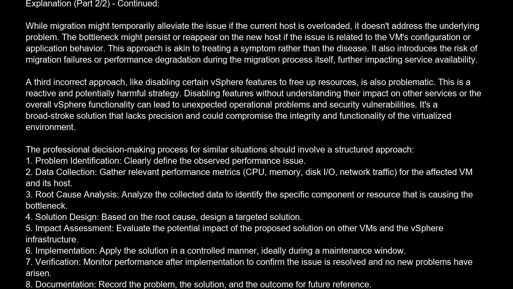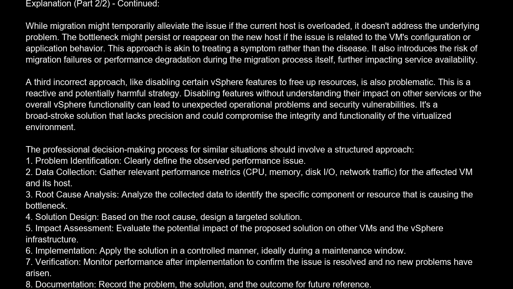A third incorrect approach, like disabling certain vSphere features to free up resources, is also problematic. This is a reactive and potentially harmful strategy. Disabling features without understanding their impact on other services or the overall vSphere functionality can lead to unexpected operational problems and security vulnerabilities. It's a broad-stroke solution that lacks precision and could compromise the integrity and functionality of the virtualized environment. The professional decision-making process for similar situations should involve a structured approach.